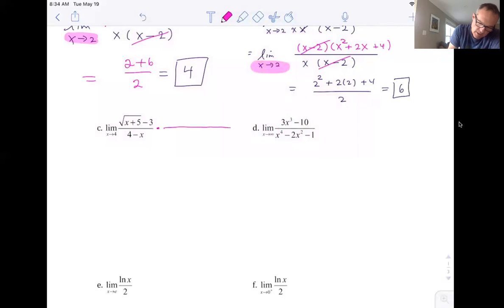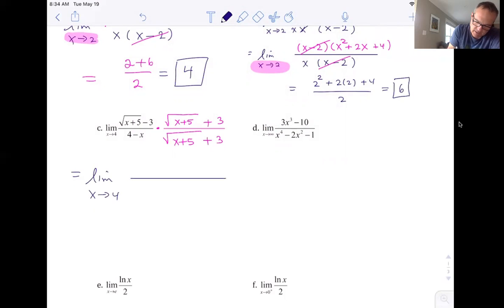So I'm going to do that right here in the first step. So I'm going to multiply by square root of x plus 5 plus 3. I got to do that top and bottom, right? And if I multiply that out, let's see what happens. Again, I still have the limit as x approaches 4.